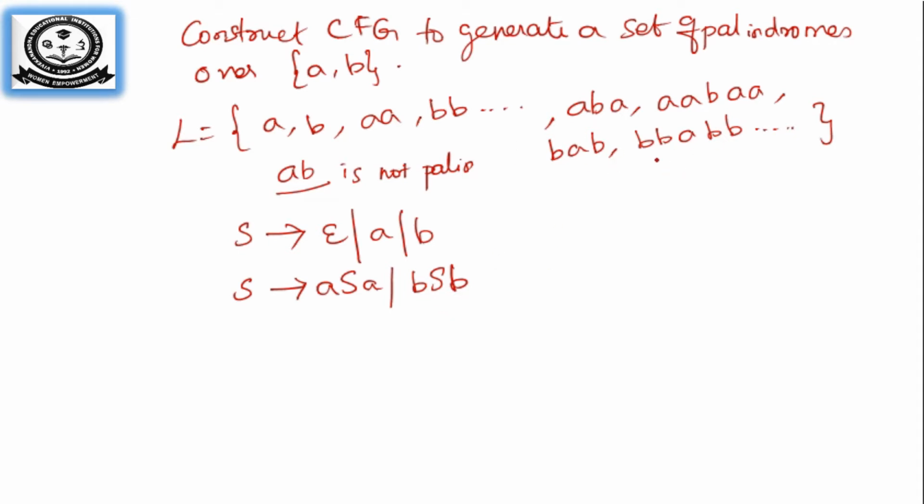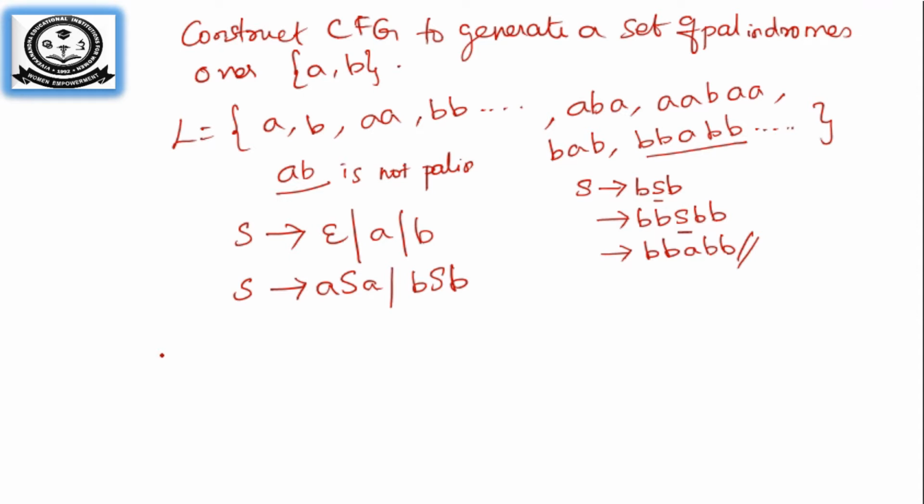For example, let us consider whether with this production rule we can generate this string. If I want to generate it, first let me write S goes to BSB. Then again, instead of S I will substitute the same thing, so BBSBB. Now instead of S I can substitute A, so I get BBABB. So I am able to generate the string.